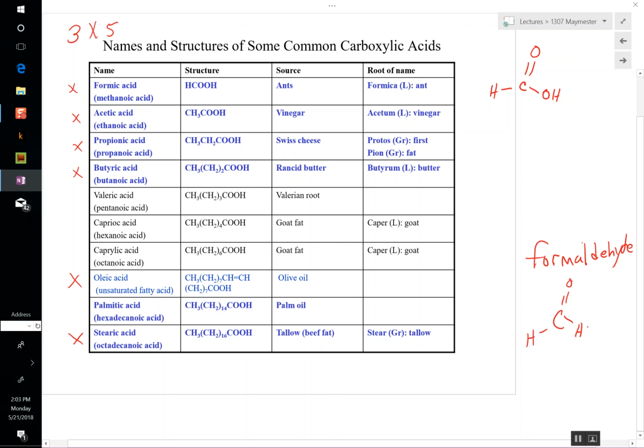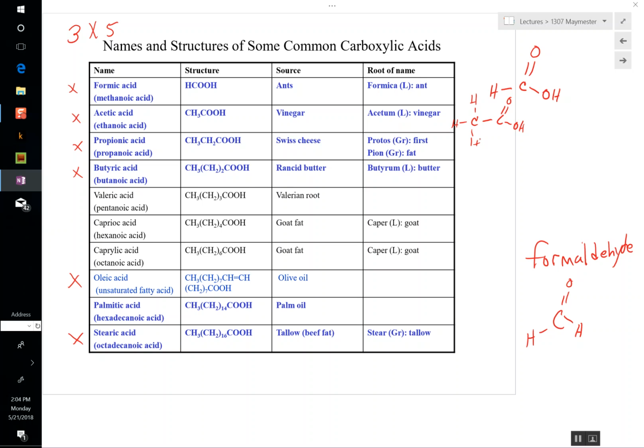Acetic acid. So your 3x5 card should have the IUPAC name and the common name, and then the formula. So acetic acid, and I wouldn't just do that formula, I would do a formula like this. You know, really lay out what the structural formula is of that molecule. Propanoic acid is also called propionic. Butanoic acid, that's the IUPAC name, is also called butyric. And if butter goes bad, it forms butyric acid. That's rancid butter.